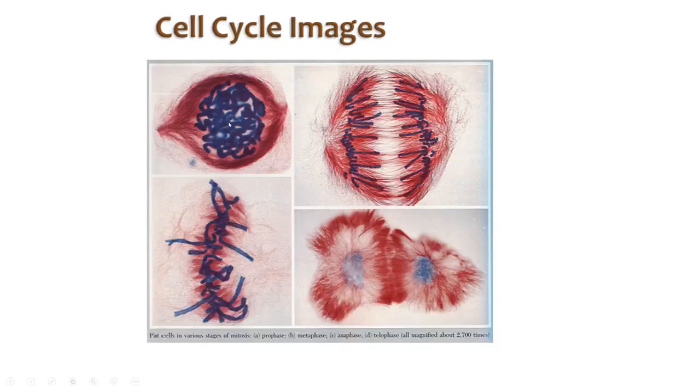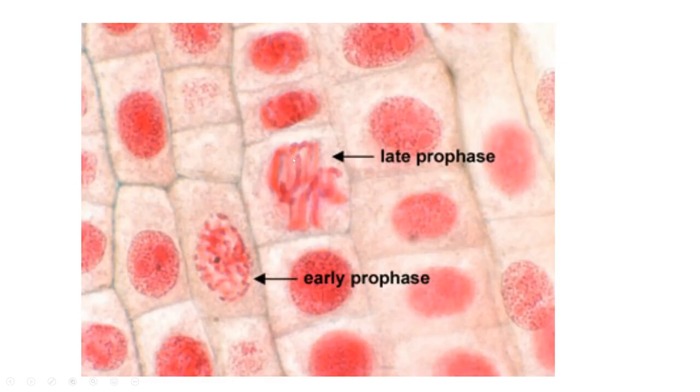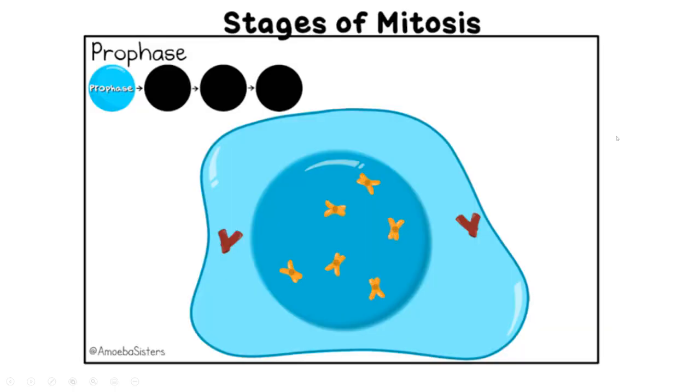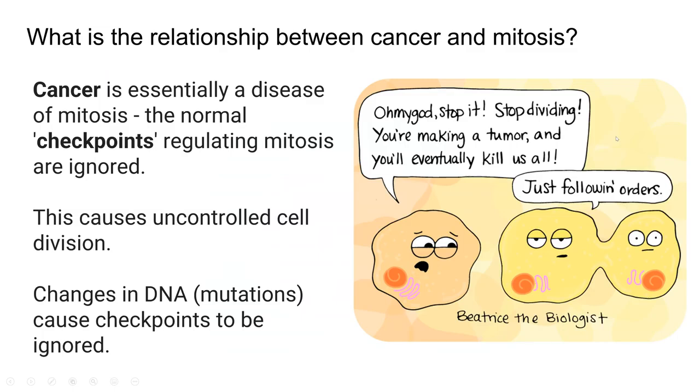Here is prophase, sort of metaphase, but they're not lined up very well. Anaphase and telophase. Okay, cells. Stages of mitosis.